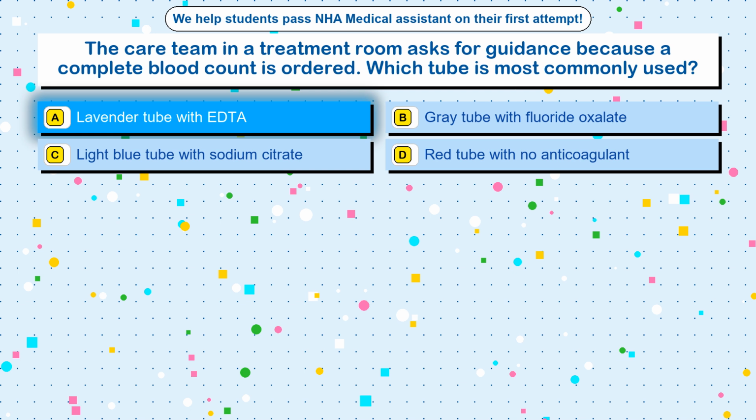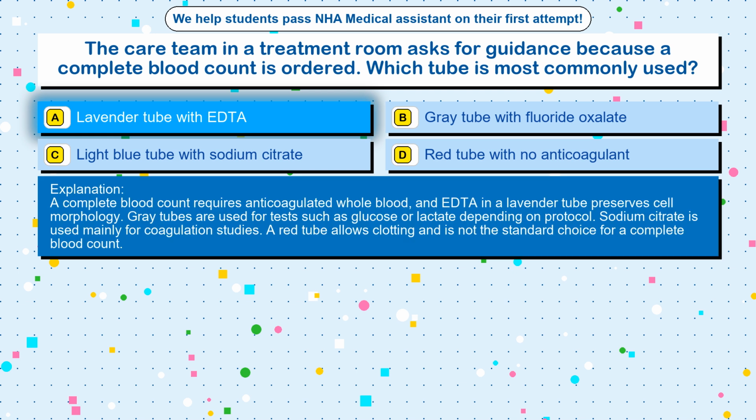Lavender tube with EDTA. A complete blood count requires anticoagulated whole blood, and EDTA in a lavender tube preserves cell morphology. Gray tubes are used for tests such as glucose or lactate depending on protocol. Sodium citrate is used mainly for coagulation studies. A red tube allows clotting and is not the standard choice for a complete blood count.